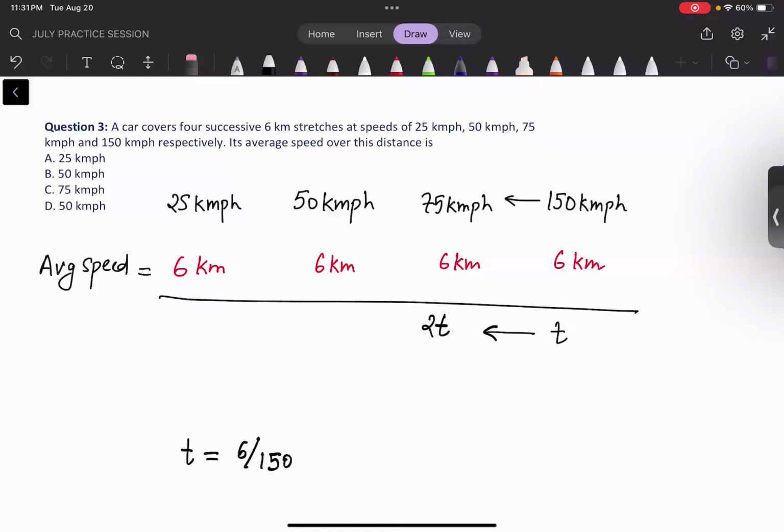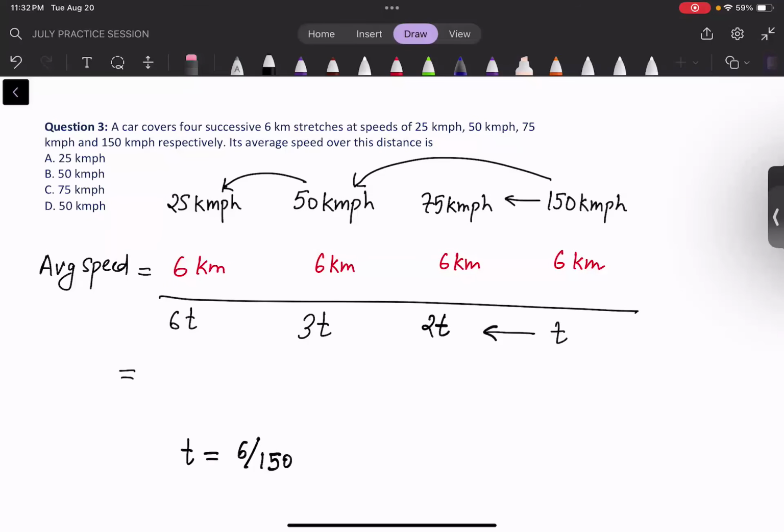Okay, now compare 150 and 50. Speed is 50. 50 is 1/3 of 150. If speed becomes 1/3, time will become how much? Thrice. So 3t. Now compare 50 and 25. Speed is becoming half. 25 is half of 50. So time will double. That means 6t.